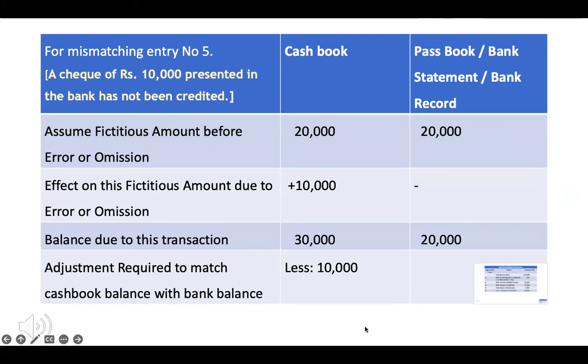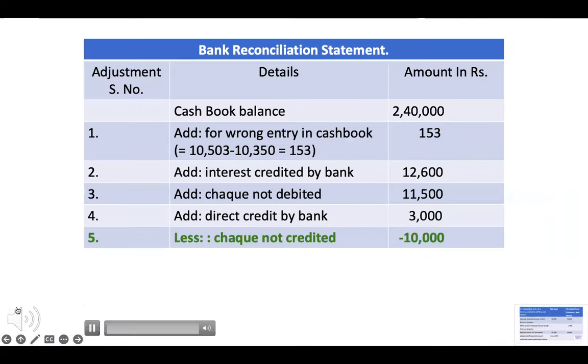For the fifth mismatching entry, that is, depositing a check worth 10,000 rupees with the bank which has not been credited in our account, our cash book balance increases by 10,000, whereas the passbook balance remains the same. So for matching the two figures of cash book and passbook, we have to reduce the cash book by 10,000 rupees. And for this, in the bank reconciliation statement, we will make a negative adjustment entry of rupees 10,000.